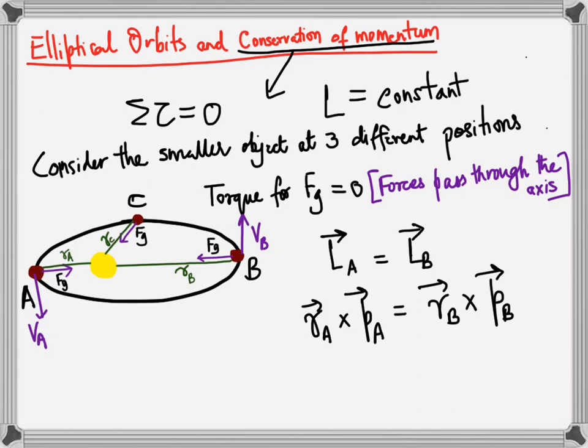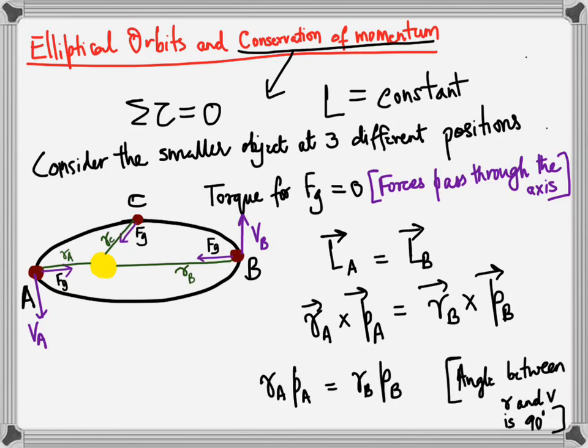Formula for LA, that is angular momentum, is R cross P. So we apply that, and we can check in the diagram. The velocity at A is VA and velocity at B is VB. Now the angle between RA and VA at each point is 90 degrees because the tangent is perpendicular to the radius.